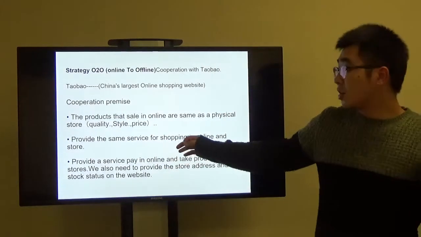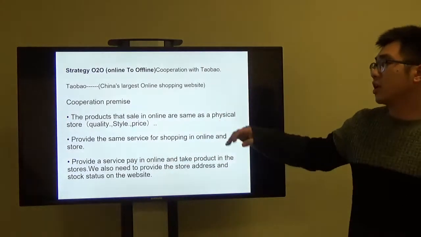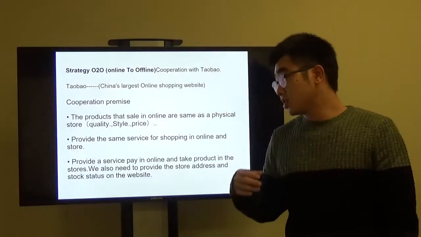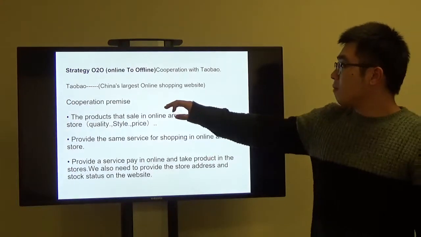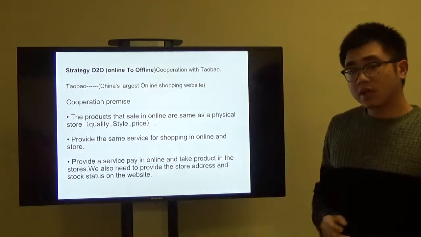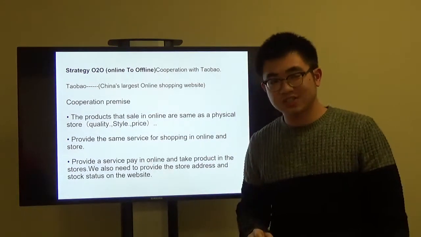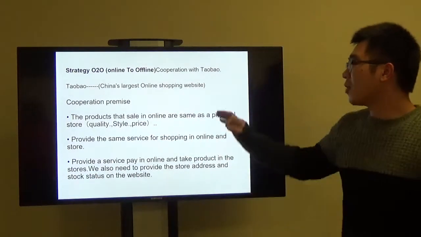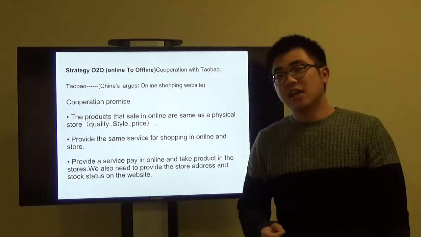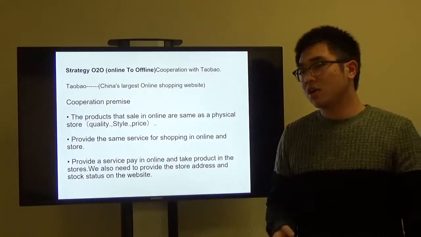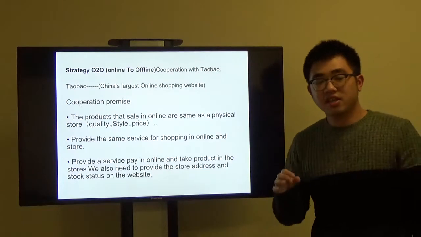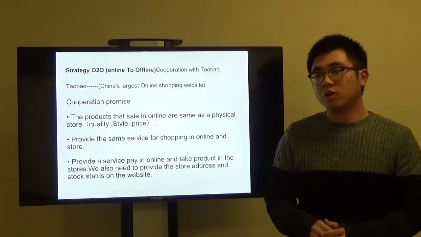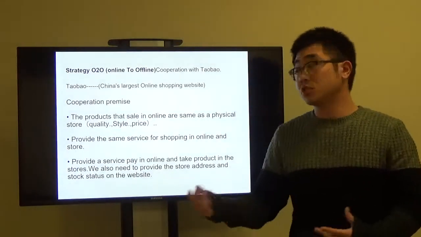This is our second idea. This model is online to offline, and the cooperation with Taobao. I will discuss how. Taobao is the largest company. Taobao is a large online shopping website in China, and it has a successful mobile phone app with a large number of consumers.